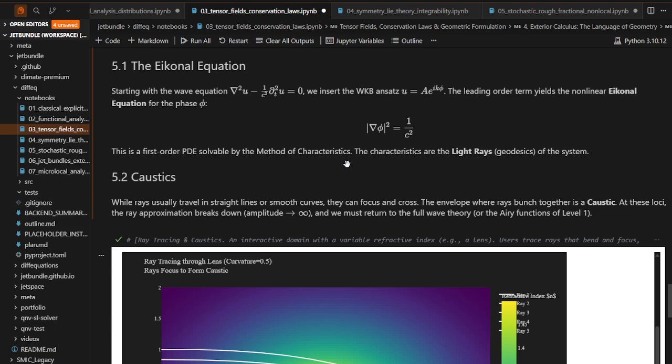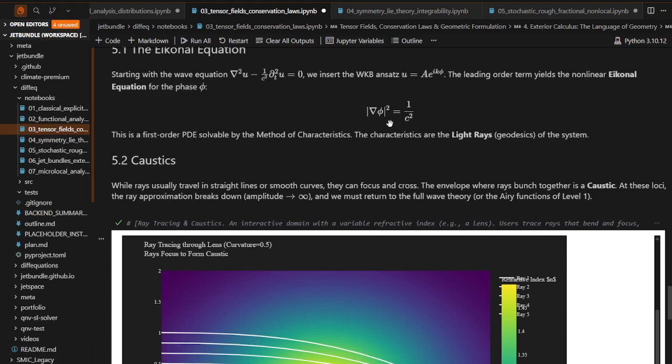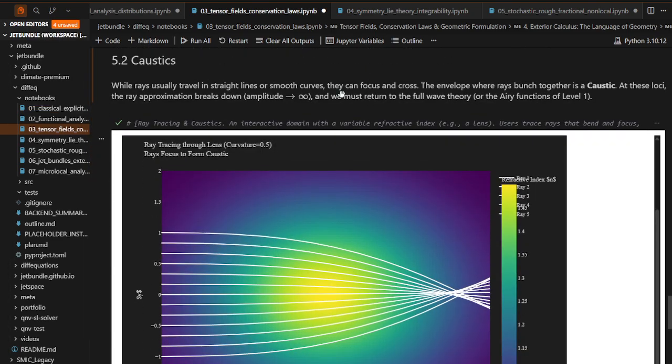So again, this also relates back to the concept that I said, partial differential equations, you just solve them with ordinary differential equations. And guess what? We encode the WKB ansatz to get the eikonal equation from the wave equation. And this gives us light rays, which happen to be things that we call geodesics of the system. So let's look at light rays. They can bend and focus around things that we call caustics. And these are envelopes of brightness where the WKB approximation fails, the caustics themselves.